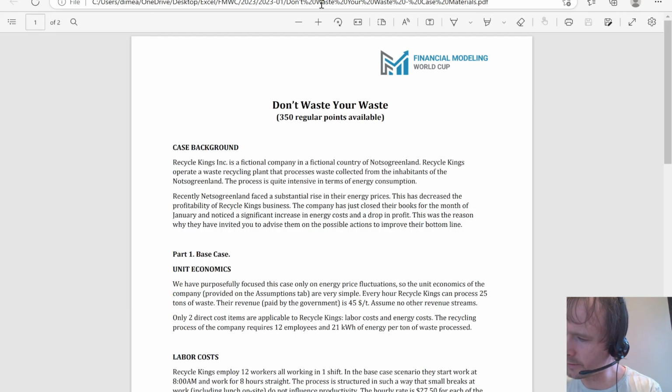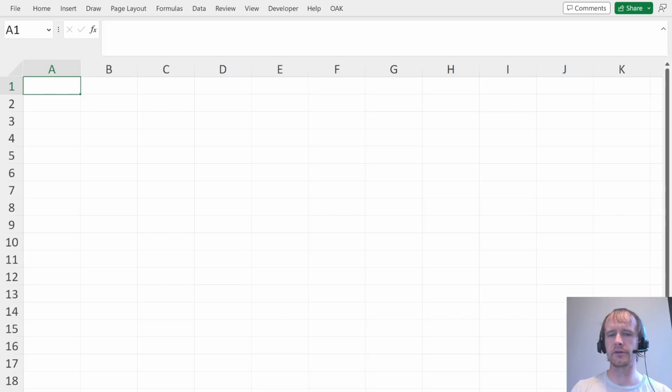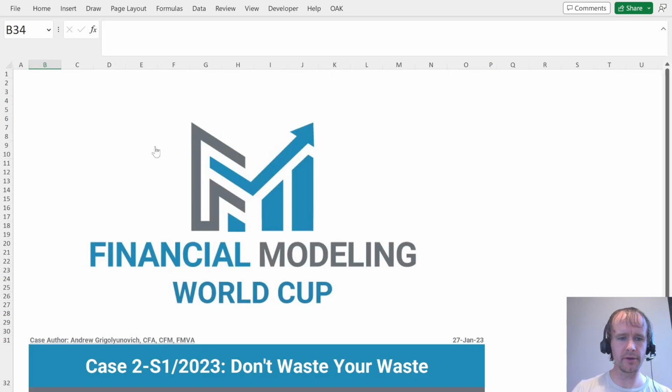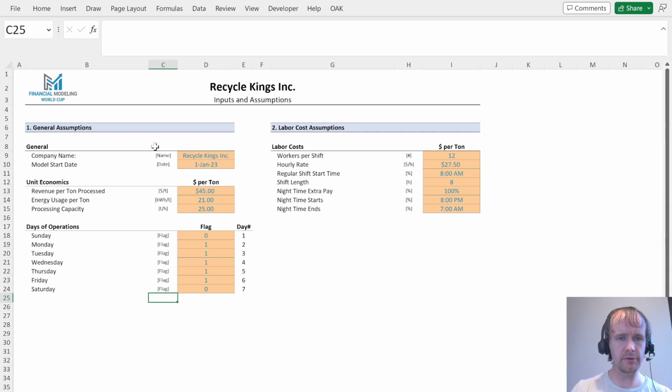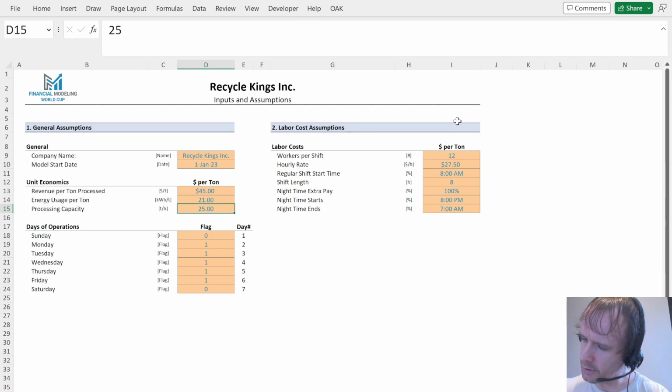Okay, so substantial rise in their energy prices, decrease the profitability, close the books for January. Fine. Okay, unit economics. Purposely focus the case only on energy price fluctuations. They are very simple. Every hour they process 25 tons of waste. Okay, so really what I want up here is the financial model so I can look at the assumptions. Whenever you're ready. There we go. And I can get rid of this because I'm not using it. Okay. So they process 25 tons per hour.